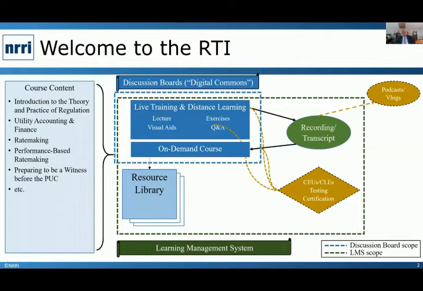Just very briefly, essentially the RTI has three components. They're all hung together with what we call a learning management system, which we're in the process of developing. We're going to have a resource library. We're going to have discussion boards, which we hope will evolve into a digital commons, a regulatory commons, so people with like and diverse ideas can share and discuss them, and share insights into what happened in different proceedings and things of that sort.